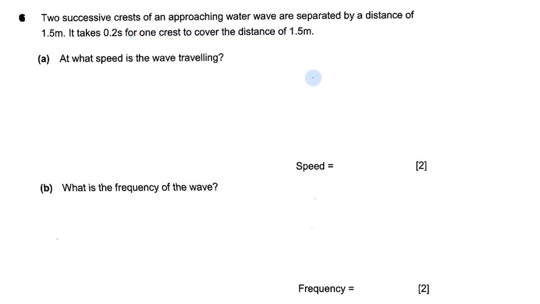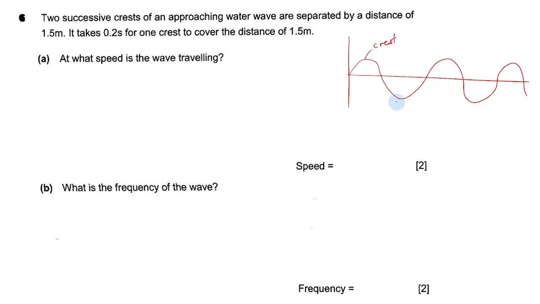So if you have a wave, I need to explain what crests are. If this is the equilibrium and then you have a wave going like that, this top part here is called a crest, the highest point, then the lowest point is called the trough.